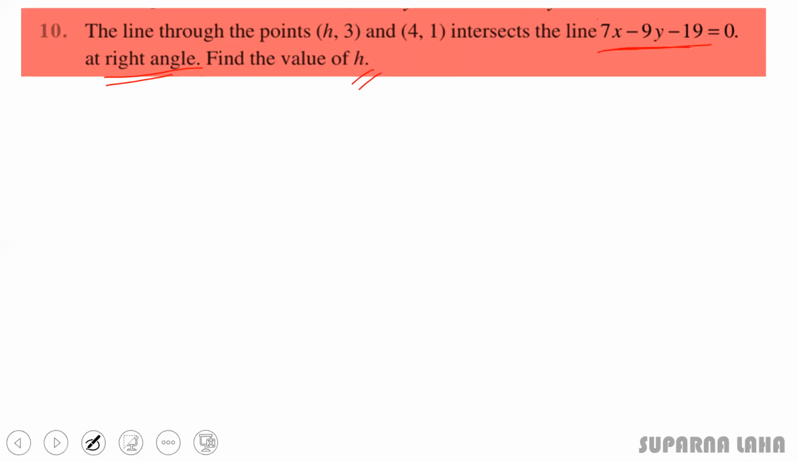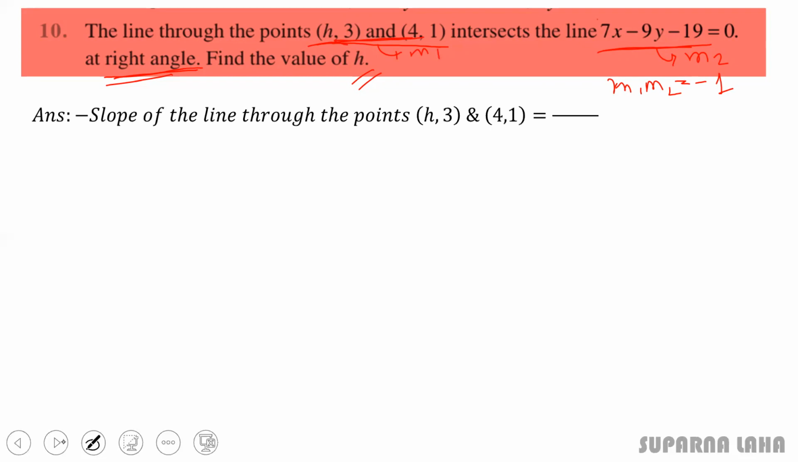So this line and another line are given, and one is passing through these 2 points. They are perpendicular. Since they are intersecting each other at a 90-degree angle, that means they are perpendicular. So the perpendicular condition is m1 into m2 equals minus 1. So from here you need to find m2, and from here you can find m1, right? So firstly find m1 and m2.